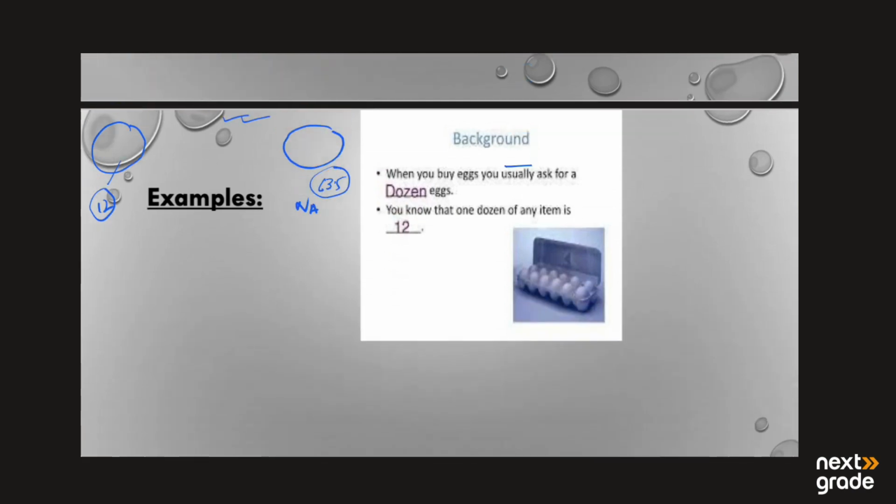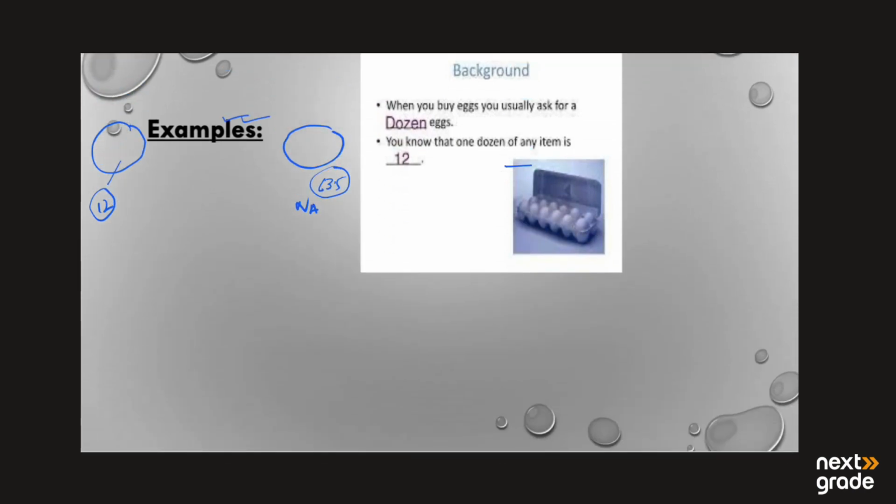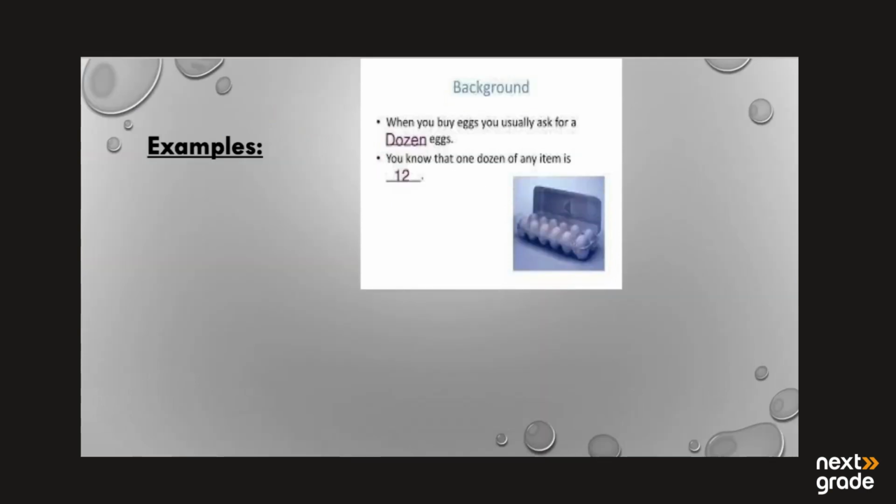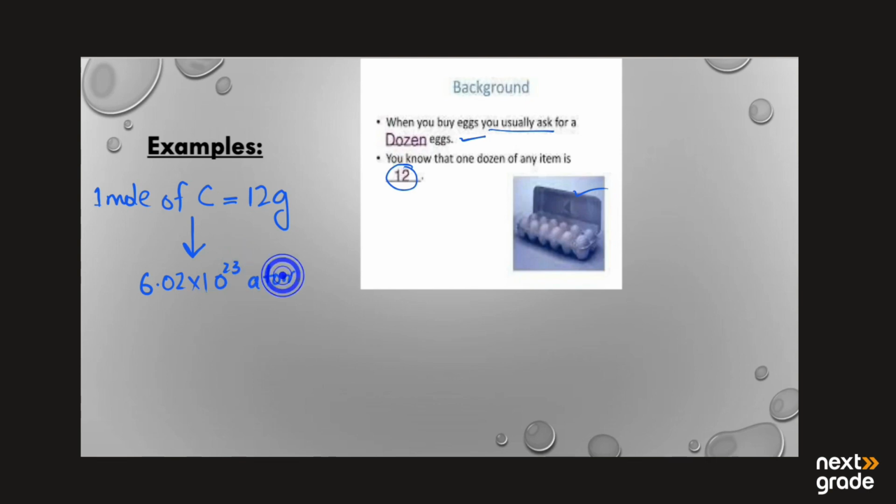So let's start with an example. Before understanding the examples, you must know the background. When we buy eggs, we usually ask for a dozen eggs, as we already know there are 12 eggs in one dozen. Likewise, if we have 1 mole of carbon, its mass is 12 grams. Then how many carbon atoms are present? It has 6.02 × 10^23 atoms of carbon.